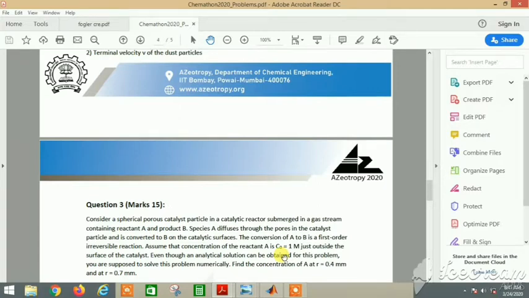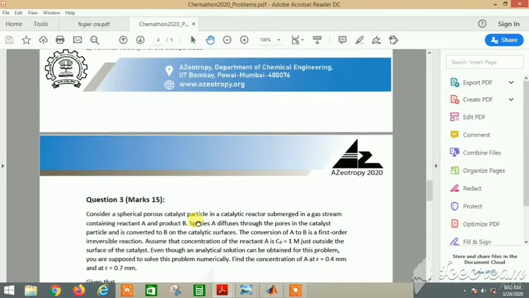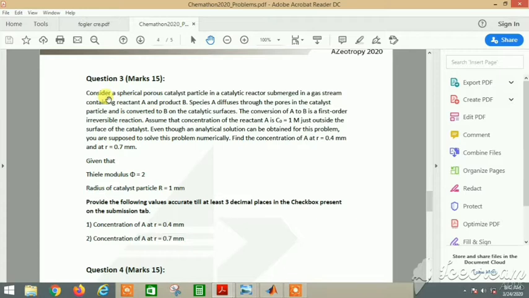to eliminate this virus. So next we have a question, the third question of Azeotropy 2020, a symposium of I.I.T Bombay, as you can see. And we have the third question of Chem Eng, and here the question says that we consider a spherical porous catalyst in which the reaction A to B occurs, a first order reaction, and C0 is 1 molar, and we need to find the concentration of A at r equal to 0.4 mm and r equal to 0.7 mm.